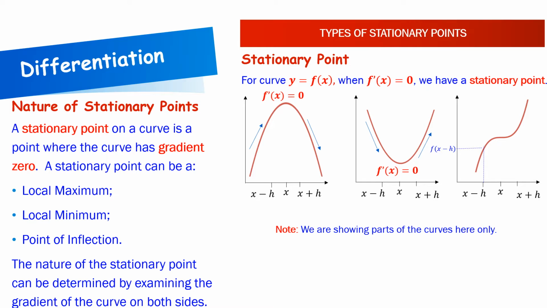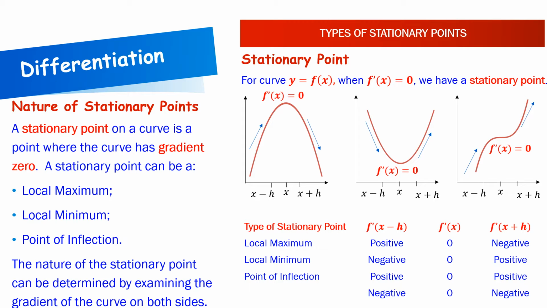Again, for the point of inflection, let's have a look at what happens just before the stationary point. So at x minus h, f dash of x minus h is greater than 0. At x, f dash of x is equal to 0. And after x, f dash of x plus h is greater than 0.